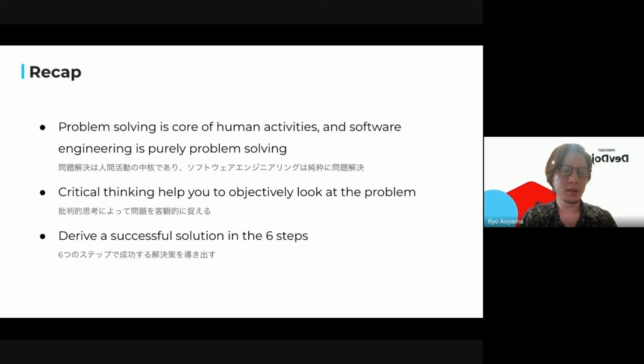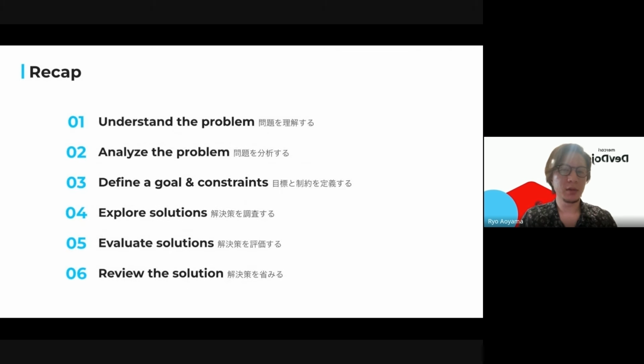Problem solving can be broken down into 6 steps to come to a successful solution. Here are the 6 steps. Again, first is understanding the problem correctly. Second, analyzing the problem in greater detail. Third, defining a goal and constraints based on the analysis that you have conducted. And fourth, exploring the potential solutions for the goal that you have defined.